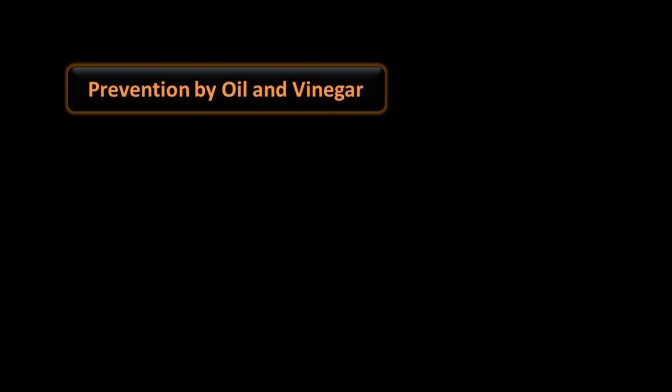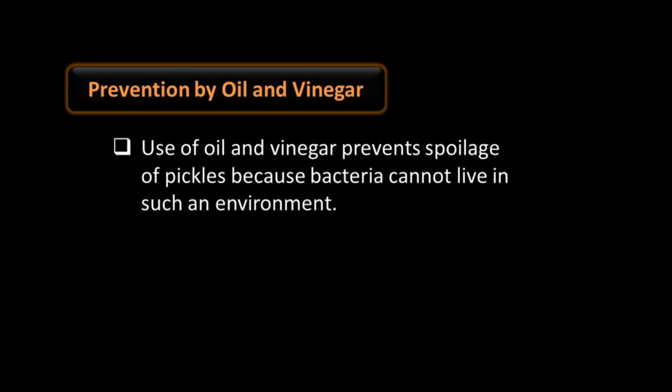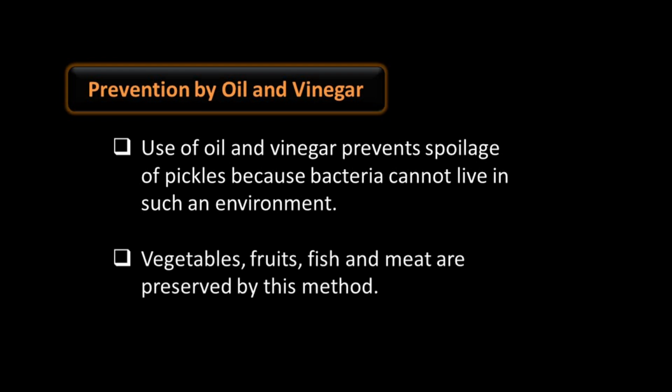Preservation by oil and vinegar. Use of oil and vinegar prevents spoilage of pickles because bacteria cannot live in such an environment. Vegetables, fruit, fish and meat are preserved by this method using oil and vinegar.